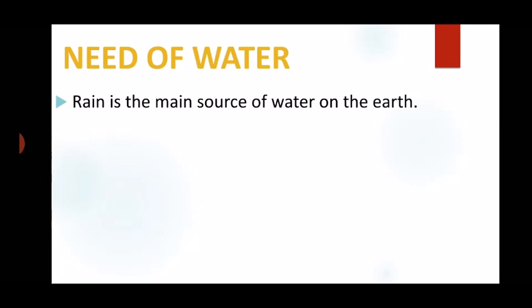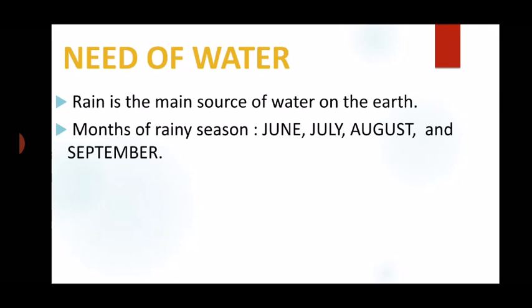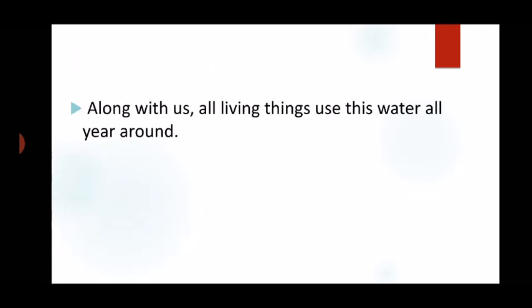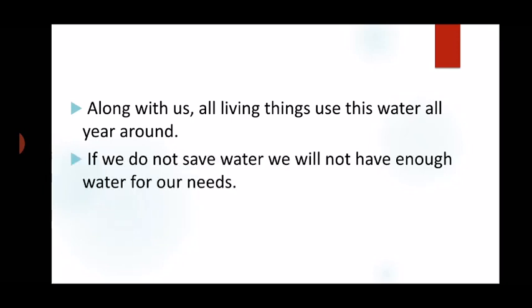Need of water. Rain is the main source of water on the earth. Months of rainy season: June, July, August and September. When it rains, some rainwater flows away while some water seeps into the ground. Along with us, all living things use this water all year around. If we do not save water, we will not have enough water for our needs.